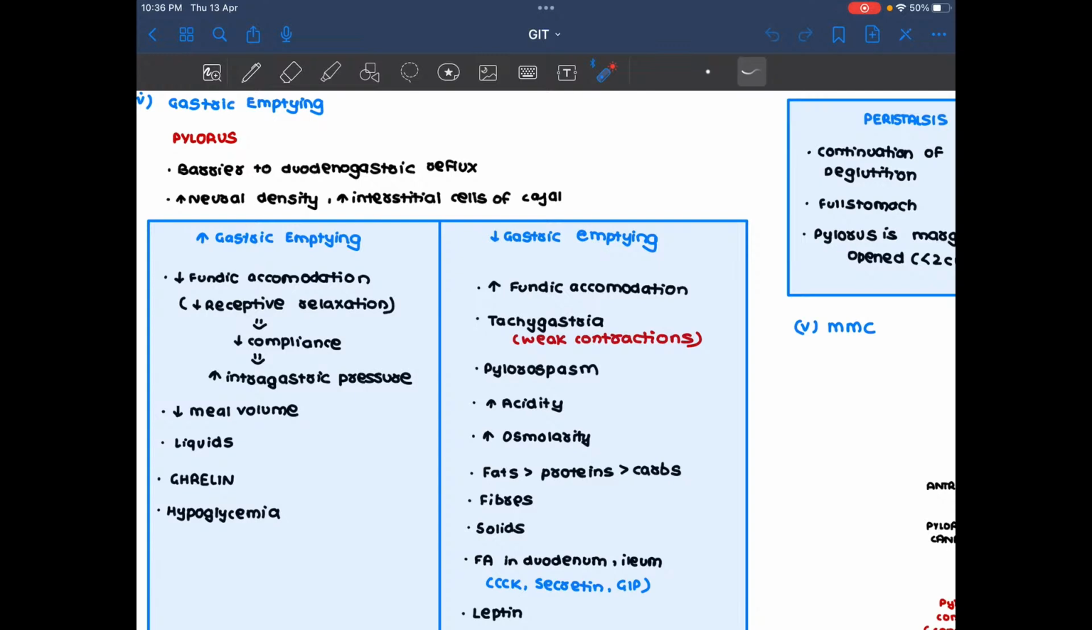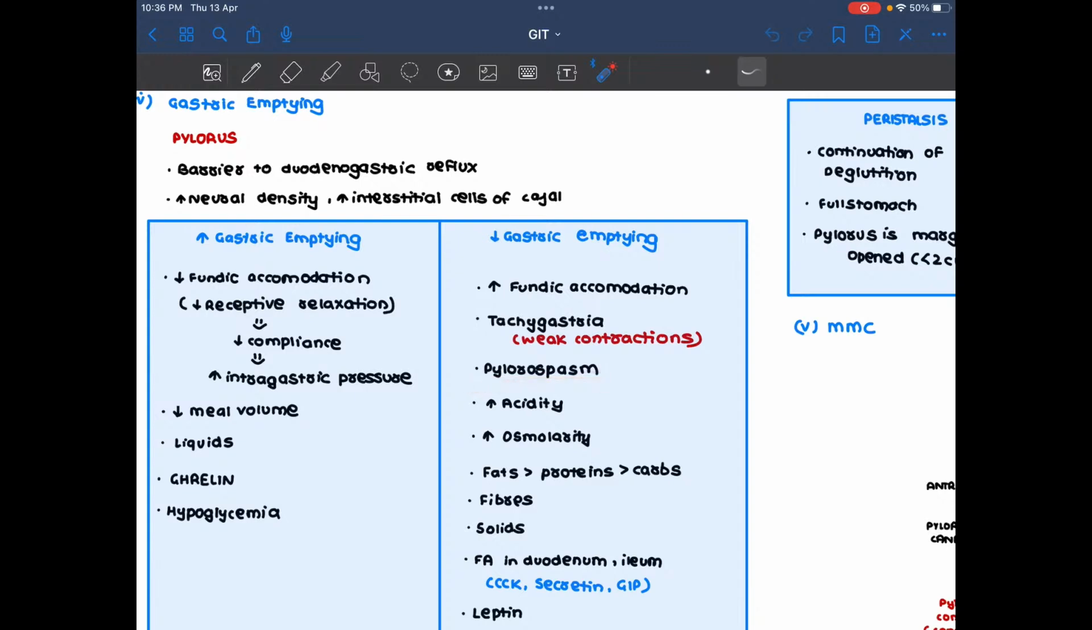What are some factors which decrease gastric emptying? The opposite. Increase in fundic accommodation. Something known as tachygastria. Just like we remember ventricular fibrillation, whenever we have ventricular fibrillation, we have lots of action potentials being fired, but are they strong? They're not strong at all, right? They're wasteful basically. So the same thing is happening in tachygastria as well. It's generating a large number of action potentials, but the resulting contraction of the muscle is very weak.